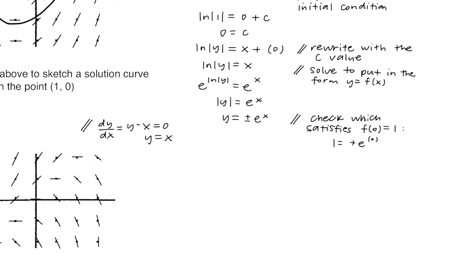So I plugged in 1 for y right here, and then plugged in 0 for x and used the positive option. And you get that 1 is equal to 1, so that works. Therefore, our solution to the differential equation that satisfies the initial condition f of 0 equals 1 is the equation y equals e to the x.